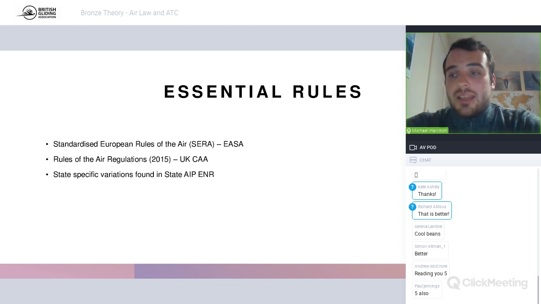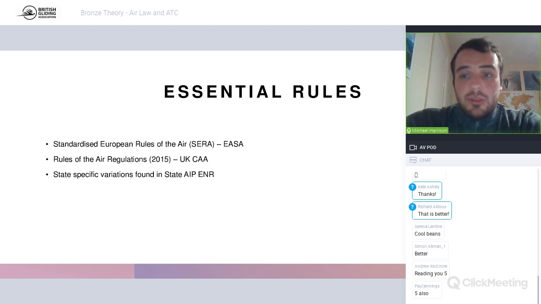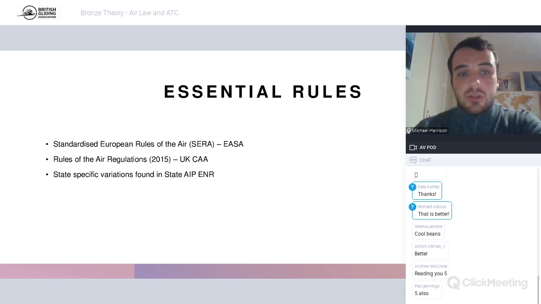SERA isn't completely standardized though. The idea is that every European state has broadly similar rules of the air, but there are variations. You'll find our variations predominantly in the rules of the air regulations, which is another act of parliament, that in some areas makes our rules of the air slightly stricter than what they allow in Europe. There are also some areas where EASA allows the National Aviation Authority to relax things slightly. And there are a couple of examples where the CAA has relaxed things from EASA's slightly stricter definitions.